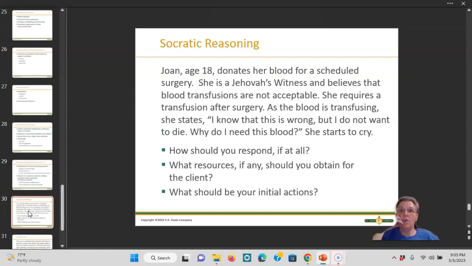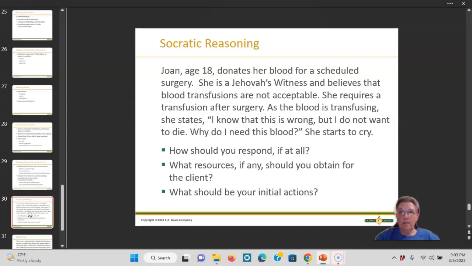So here we go. Joan, age 18, donates her blood for a scheduled surgery. She's a Jehovah's Witness and believes blood transfusions are not acceptable. She requires a transfusion after surgery. As the blood is transfusing, she states, "I know that this is wrong, but I do not want to die. Why do I need this blood?" She starts to cry. How should you respond, if at all?